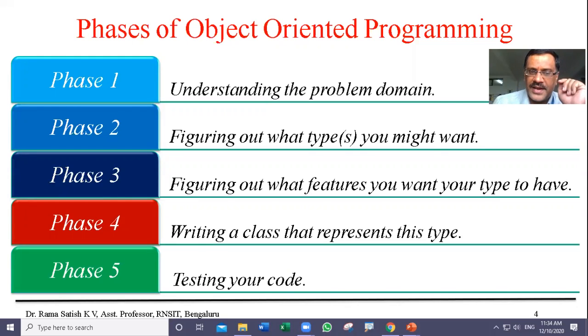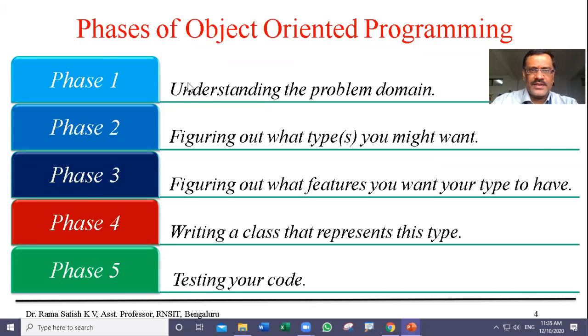And the last phase is test your code. You call the methods by creating objects. You pass the value and you get it. This is phase number 5.